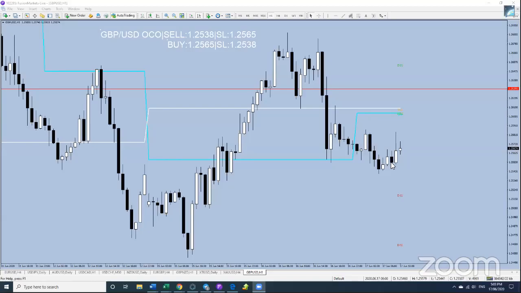Okay. I did predetermine the levels. Let's see if they're still the same. No. Okay. Let me change all those levels. So the entry level for the buy will be at 1.2601.